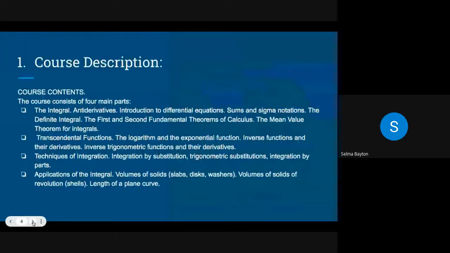The course description is: integral calculus consists of 4 parts: integral, antiderivative, introduction to differential equation. Number 2 is transcendental functions, technique of integration, and application of integral. But for this presentation purposes, we are going to focus more on number 3, which is the techniques of integration.